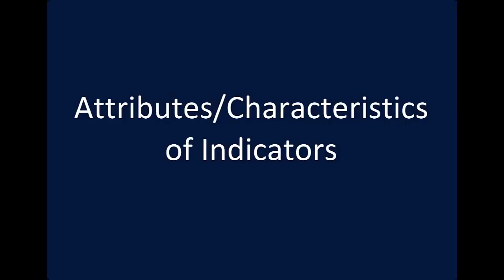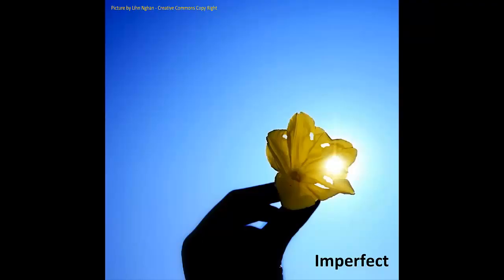So now that we have defined the concept of indicators, let me explain to you the typical characteristics or attributes of indicators that we use for measurement in social programs. Firstly, you should know that indicators are imperfect.